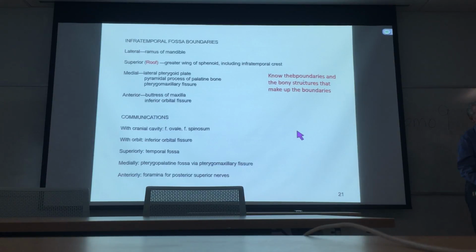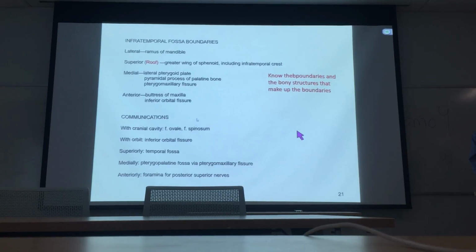All right. So know the boundaries of the infratemporal fossa. If you know boundaries for anything for this test, know the boundaries of the infratemporal fossa, and know the bony structures as well. Don't just think the lateral boundary is the mandible; know that it's the ramus of the mandible. Know that superior is also referred to as the roof of the infratemporal fossa. Don't think it's just sphenoid; remember that's the greater wing of the sphenoid, the infratemporal crest on the sphenoid bone. So make sure you know these boundaries.